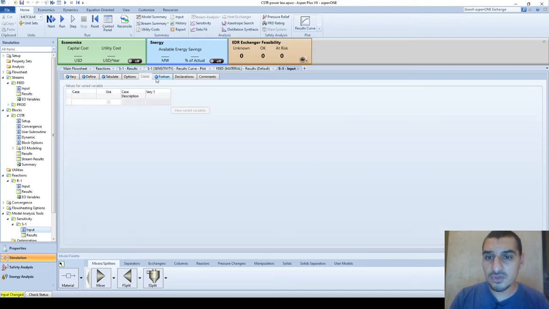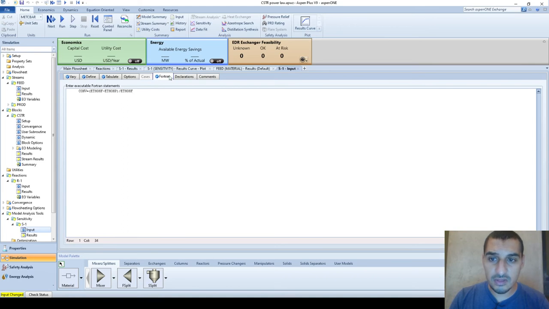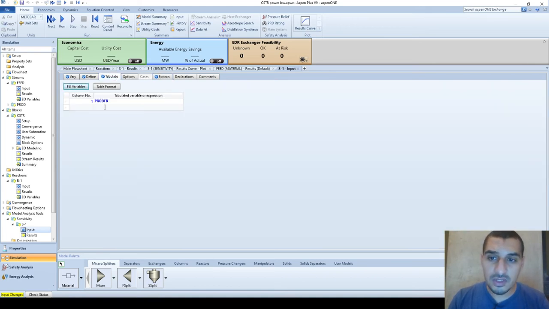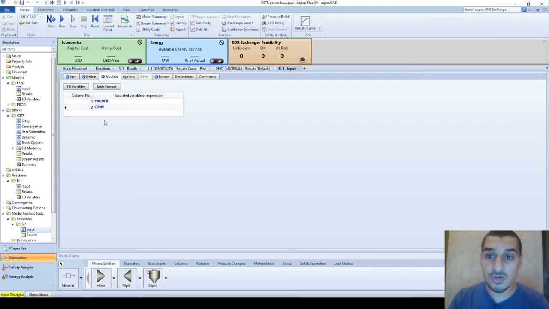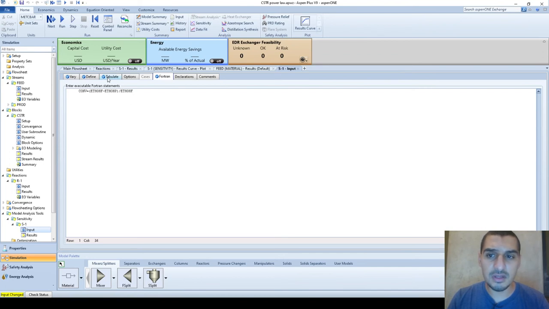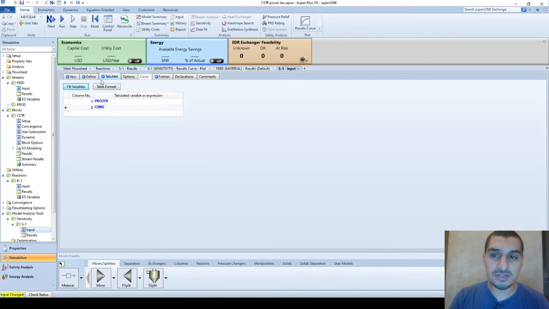So now the Fortran tab is totally defined. I need to get the results of the Fortran code shown in the table. So I'm going to add one more row here, and ask it to tabulate the conversion along with the flow rate of the ethyl acetate. This is all I need to do. Fortran is a simple coding language, and it's straightforward, so there is nothing tricky about it.